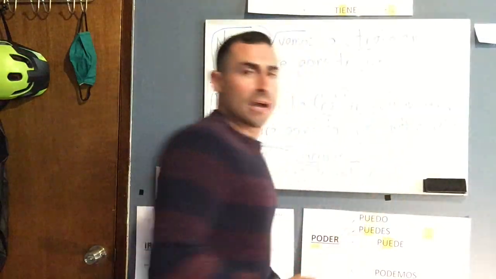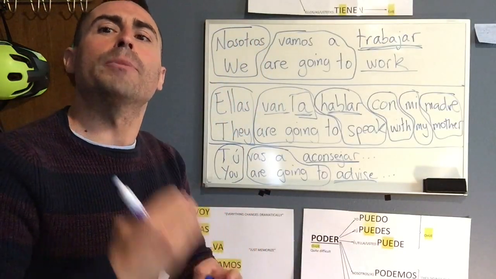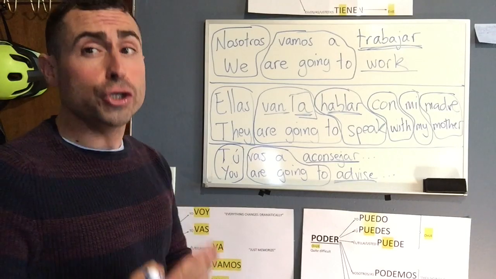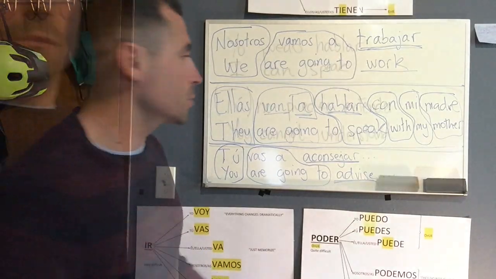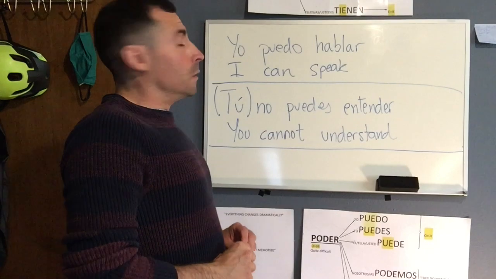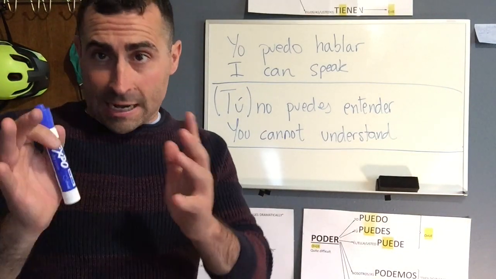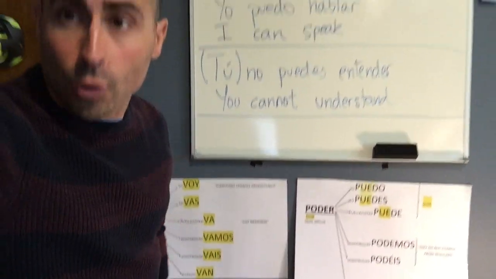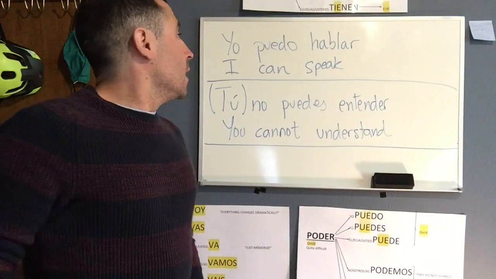The prepositions and conjunctions, we are going to add them progressively, okay? And the most important ones and the most used ones first. All right, and here I have the last examples, okay? We are going to focus right now on poder, which is can or may.